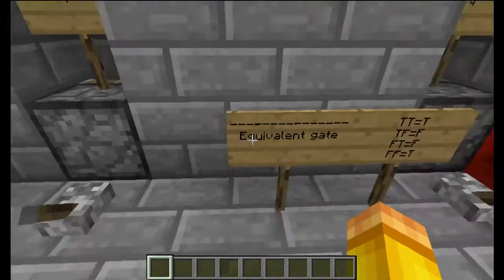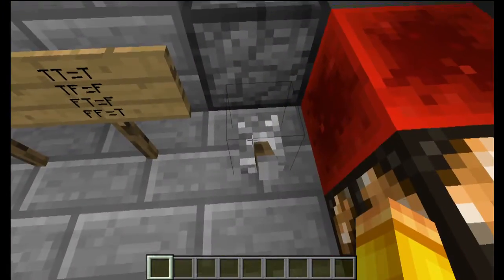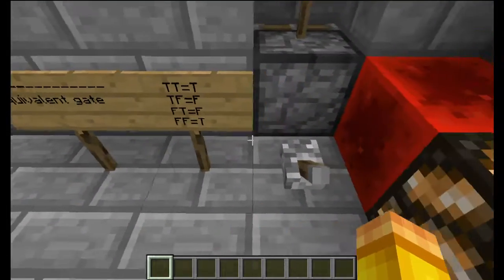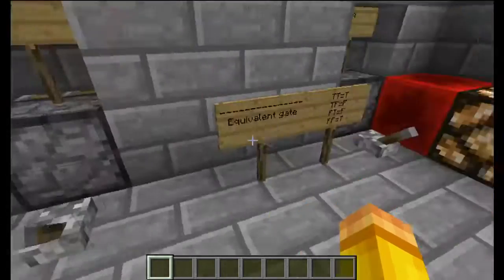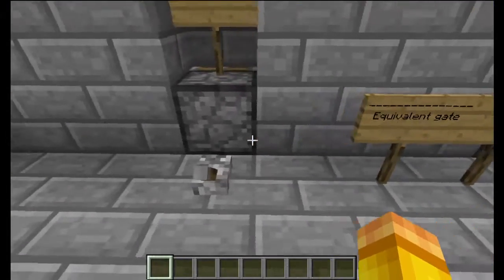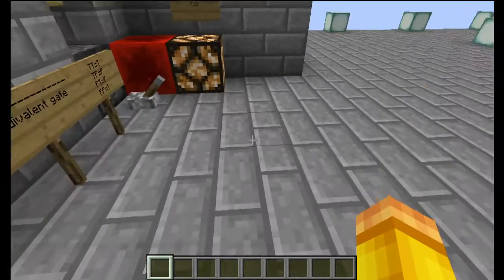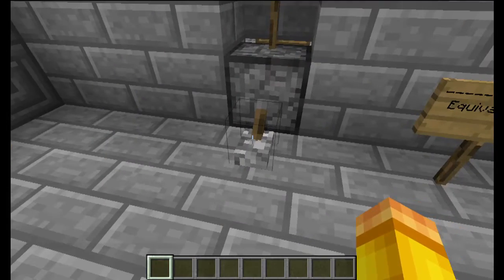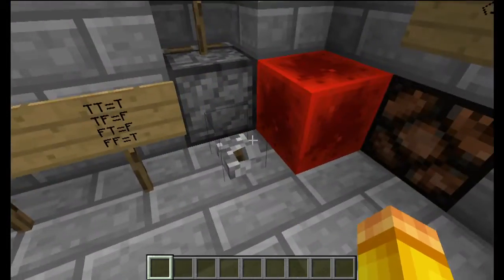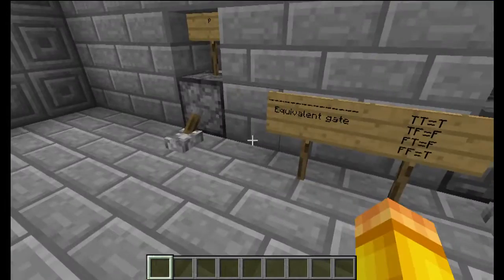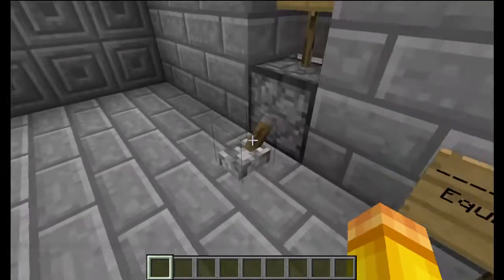So P is false and Q is false. Now, false is equal to false. Would you look at that? That light is on because both of them are equal. Now, let's make them unequal. And look, that's unequal. That one's true. This one is false. And that light is not on because P is not equal to Q.